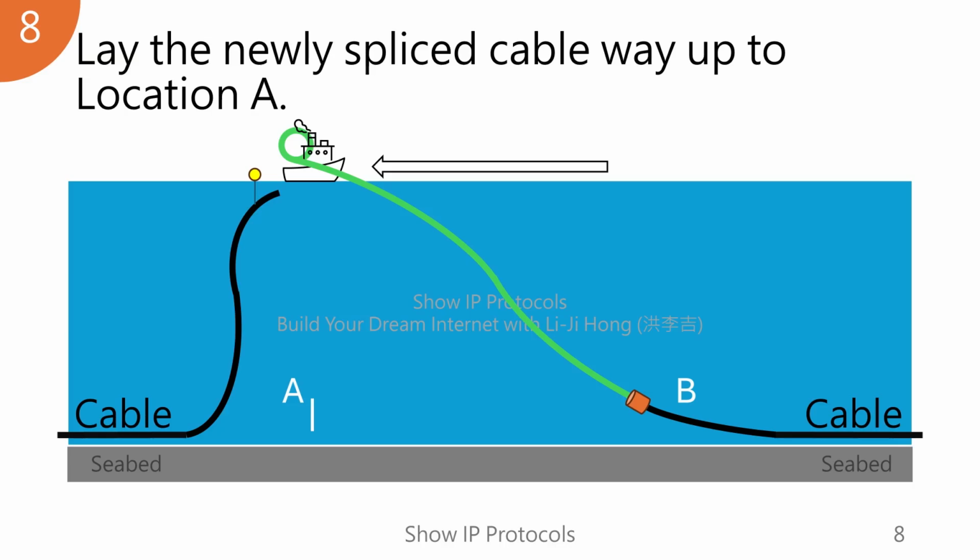8. Lay the newly spliced cable all the way up to location A. After the splicing, the repair ship can now lay the newly spliced cable down to the seabed gradually. Repeat this process all the way back to location A at the buoy.